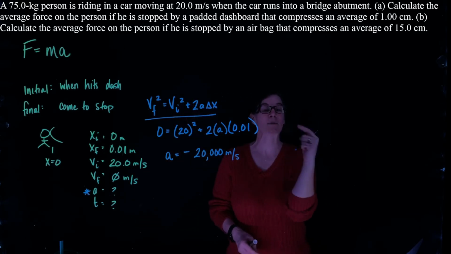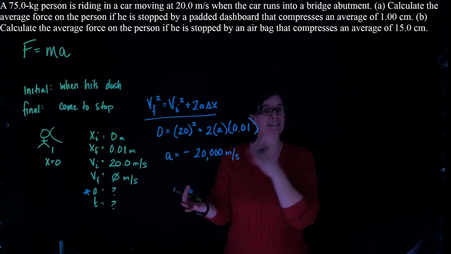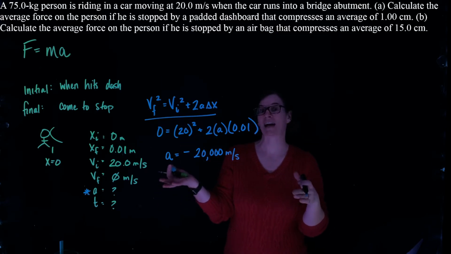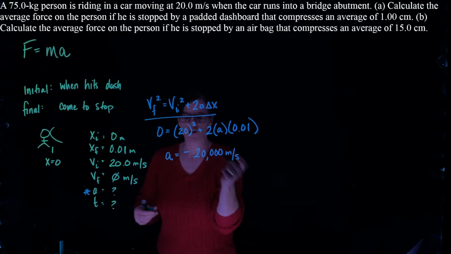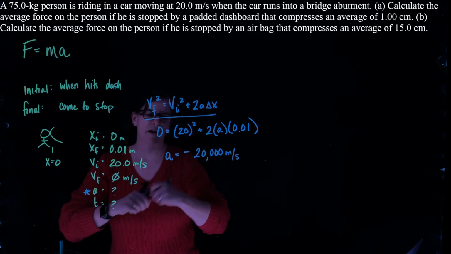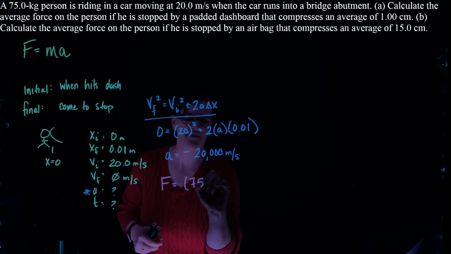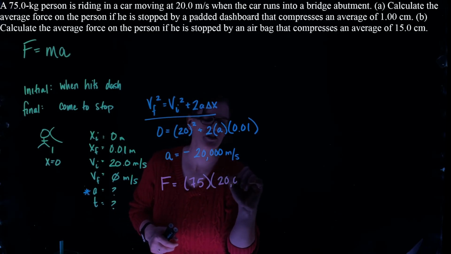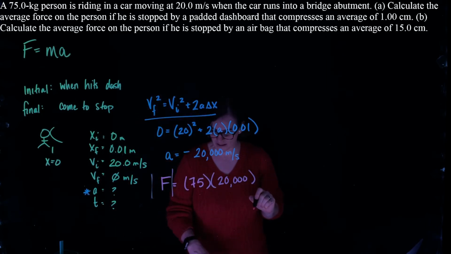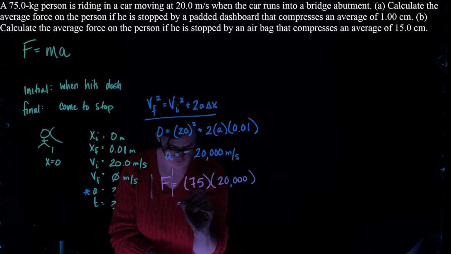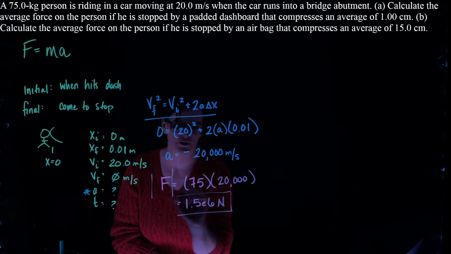Well, it tells me the acceleration is opposite my direction of motion, which we know must be the case because we're slowing down. When our acceleration and our direction of motion are opposite, we slow down. So I can then use this acceleration in my average force equation. I have a mass of 75 times my acceleration of 20,000, and I'm just going to determine the magnitude of that force. We find that force is equal to 1.5 times 10 to the 6th newtons.